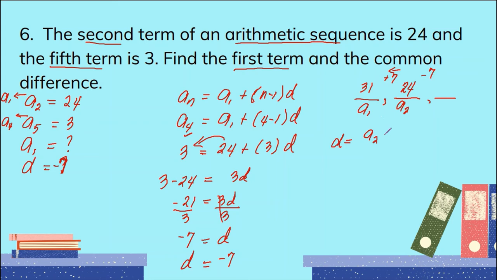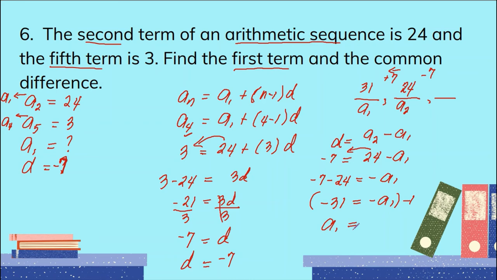Or, we can also use the formula d is equal to a sub 2 minus a sub 1. So, a sub 2 mo is 24 minus a sub 1. And then, yung d mo is negative 7. So, negative 7, lipat mo yung 24 doon, magiging negative 7 minus 24 equals negative a sub 1. So, negative 31 equals negative a sub 1. Para maging positive, imu-multiply mo by negative 1 both sides. So, magiging positive a sub 1 is equal to positive 31. So, ganun lang po. Pwedeng mano-mano or using the formula. Okay.